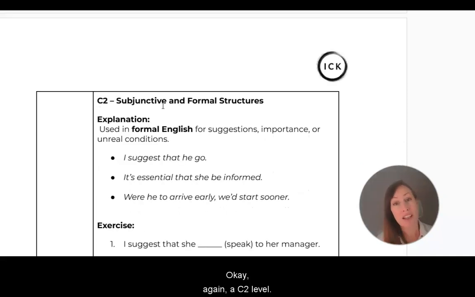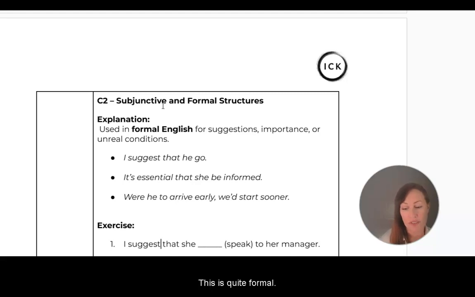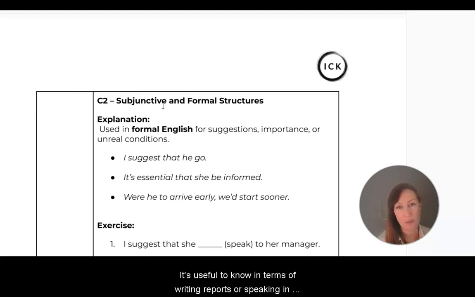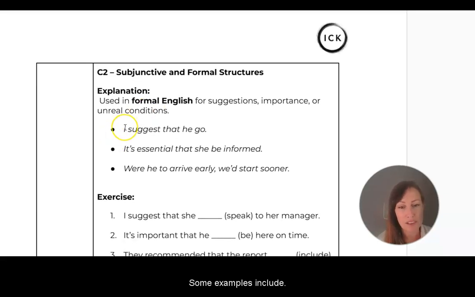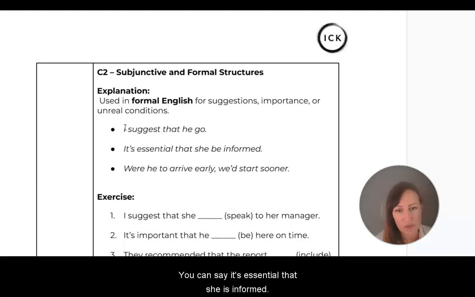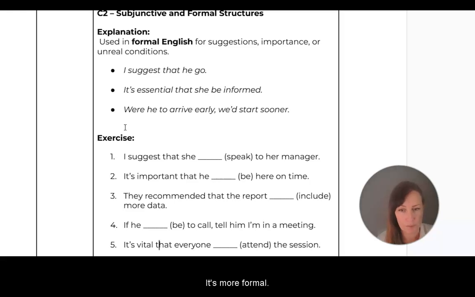Okay, again, at C2 level, at C1 level, you can review it using the subjunctive and formal structures more. So this is quite formal. It's useful to know in terms of writing reports or speaking in meetings or sending emails. Some examples include, I suggest that he go. It's essential that she be informed. You can say it's essential that she is informed. Were he to arrive early, we would start sooner, so we mentioned this before. If he were to arrive early, would be the regular conditional here, but were he to, it's more formal.